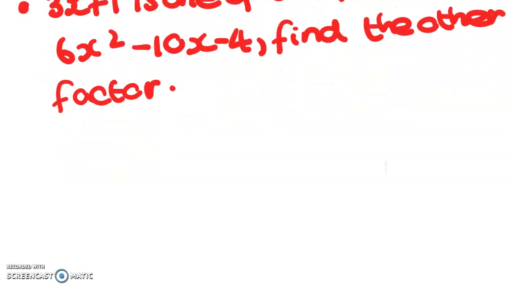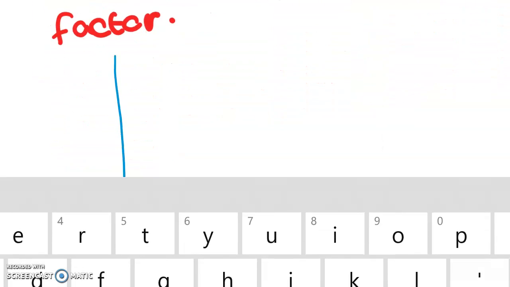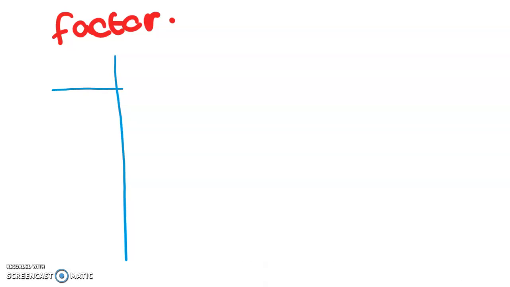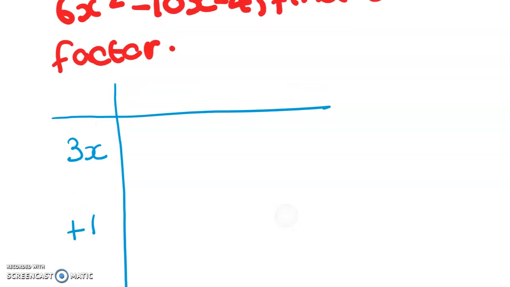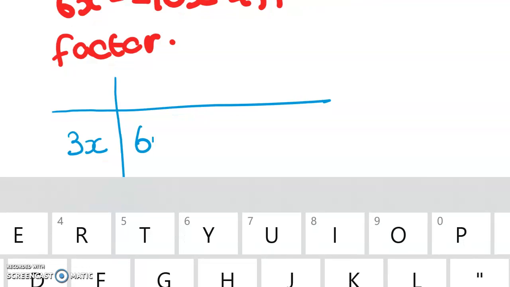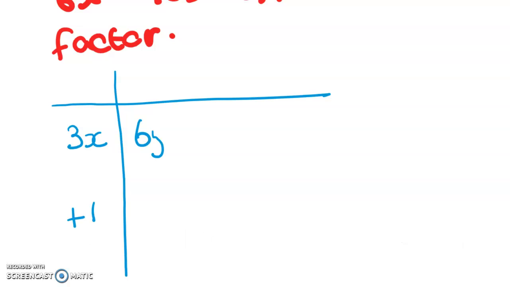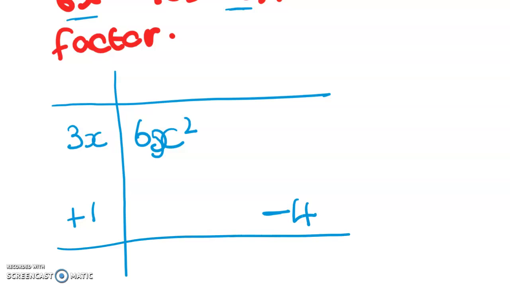So we know 3x plus 1 is one of the factors. I'm going to put 3x plus 1 right here, and then 6x squared minus 10x minus 4. Well, that's saying, lads, that I'm told the end of the story and I need to go back to the beginning. So 6x squared goes here, and remember the minus 4 goes down here. And then we draw a line.